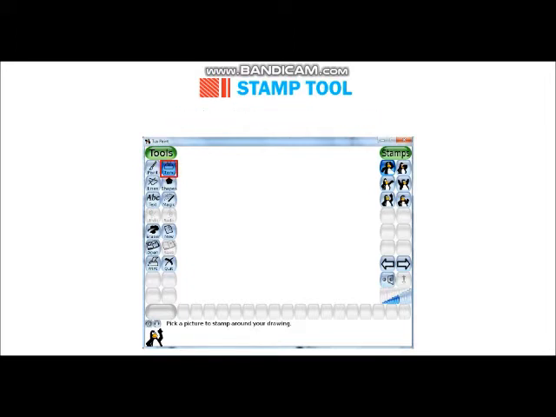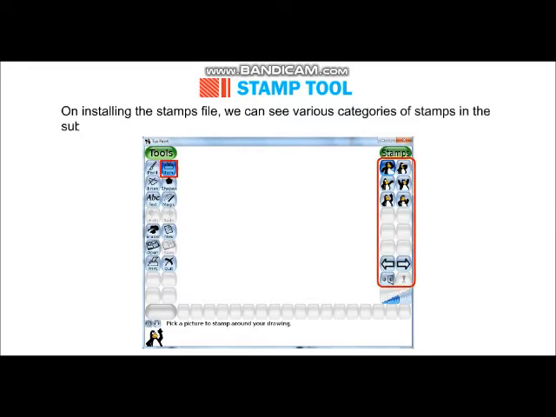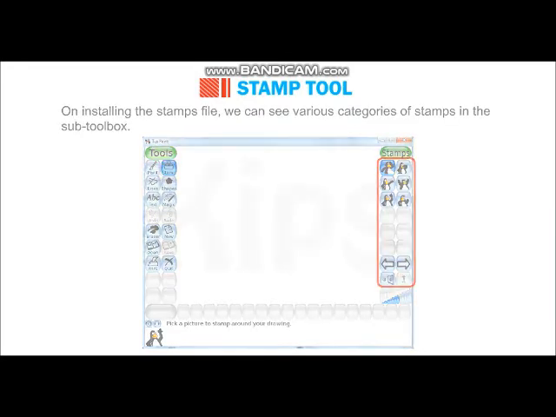www.tuxpaint.org/download/windows. Further, select the link Tux Paint stamp 2009.06.28 win32 installer.exe. On installing the stamps file, we can see various categories of stamps in the sub-tool box.